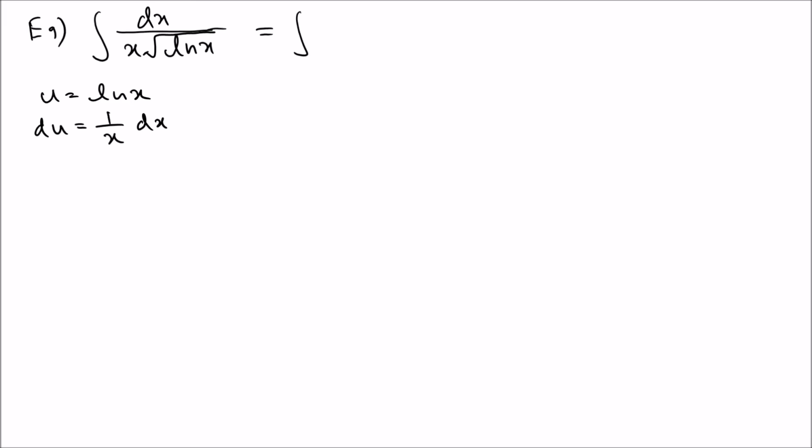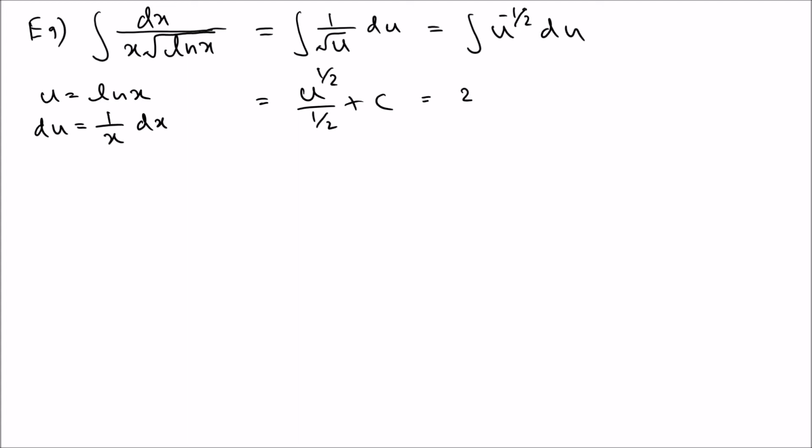So you can see, ln x is u, so it is 1 over square root u, and dx over x is simply du. So you can rewrite this one as u to the negative 1 half du. So this is very easy to integrate. It is u to the 1 half over 1 half plus c. That means 2 square root u. Square root u means ln x, plus c. So very simple.